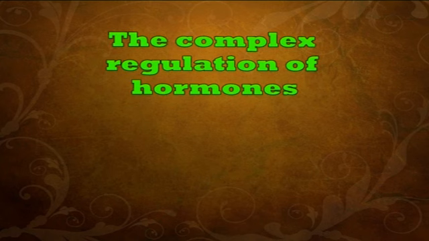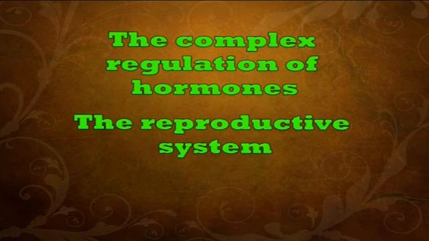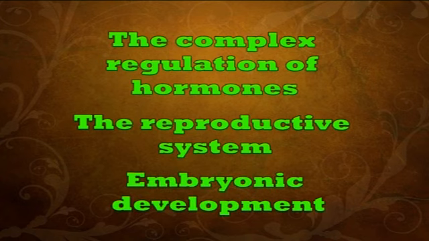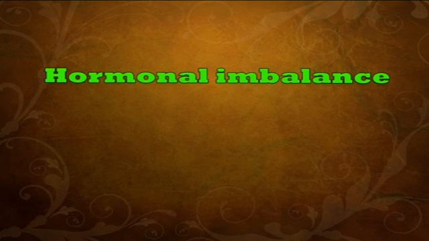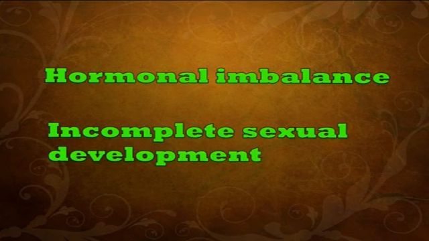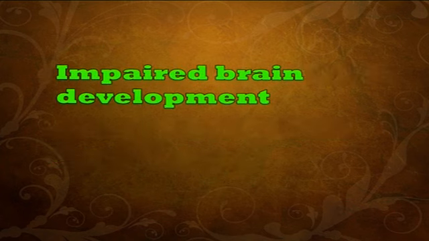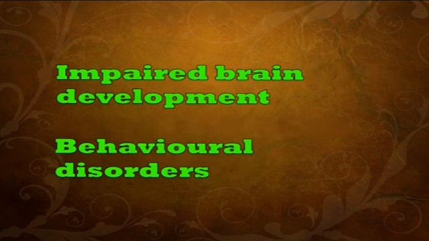There is also mounting evidence that exposure to pesticides disrupts the endocrine system, messing with the complex regulation of hormones, the reproductive system and embryonic development. Endocrine disruption can produce infertility and a variety of birth defects and developmental defects in offspring, including hormonal imbalance and incomplete sexual development, impaired brain development, behavioral disorders and many others.